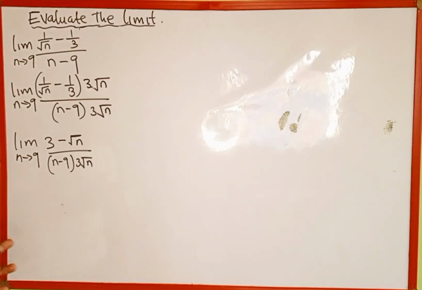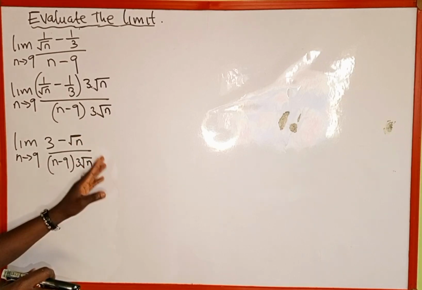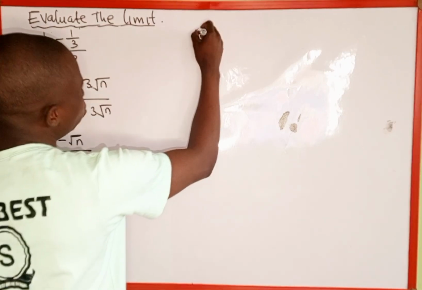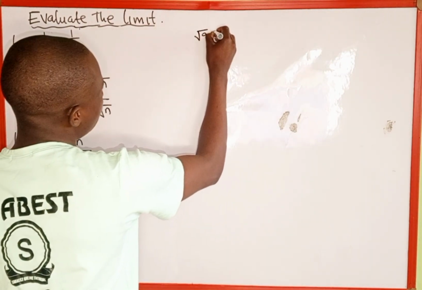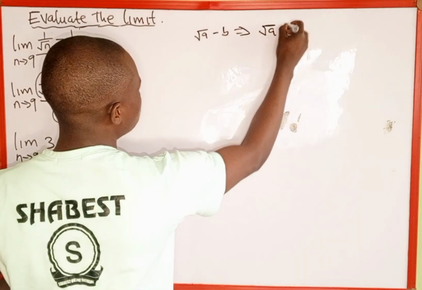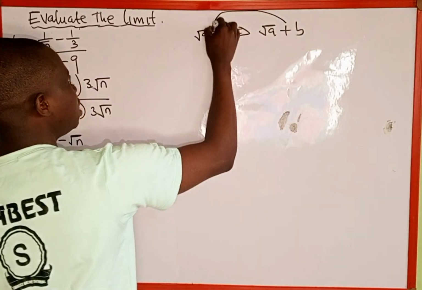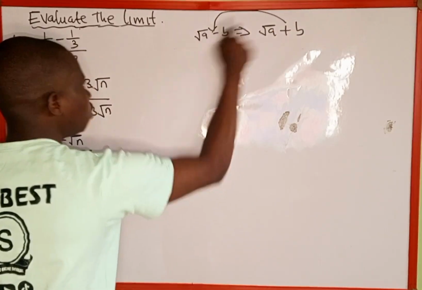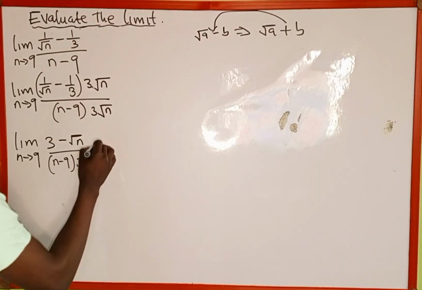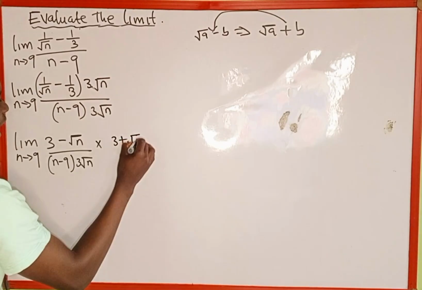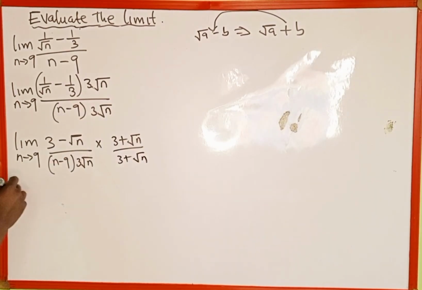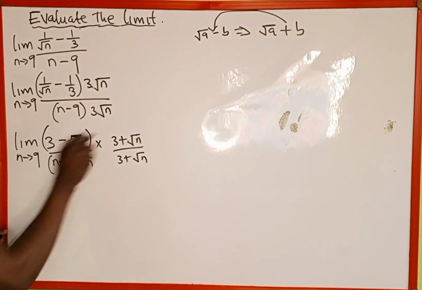So the next thing we're going to do is to multiply this function by the conjugate of 3 minus root n. And the conjugate, recall that from surds, when we have a surd of A minus B, for instance, the conjugate is going to be what? A plus B. What do you notice here? It's just the sign, the operation that changed. Negative will change to plus. So therefore, the conjugate of 3 minus root n is the same as what? 3 plus root n, then divided by what? 3 plus root n. Now, we can put bracket multiplication, which is still the same.